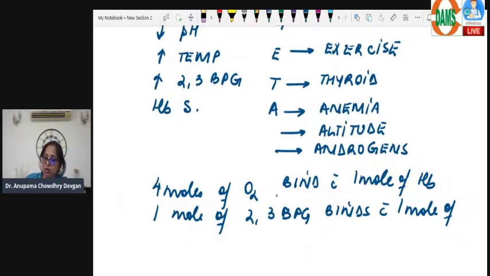If there is more 2,3-DPG, the binding of hemoglobin with oxygen will reduce. Both oxygen and 2,3-DPG will bind at the same place. But 4 moles of oxygen bind with 1 mole of hemoglobin, and 1 mole of 2,3-DPG binds with 1 mole of hemoglobin. More 2,3-DPG, less binding with oxygen. Less 2,3-DPG, more binding with oxygen. Yes?